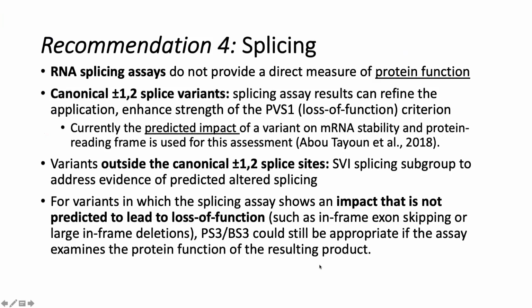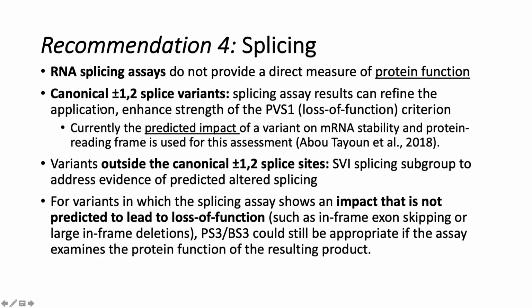Next is splicing. There's no doubt that RNA splicing assays provide valuable information in clinical variant interpretation, but there's been some questions about whether this criteria is the most suitable for applying this evidence, or whether there's another criteria that would be better suited for this type of evidence, since RNA splicing doesn't provide a direct measure of protein function.